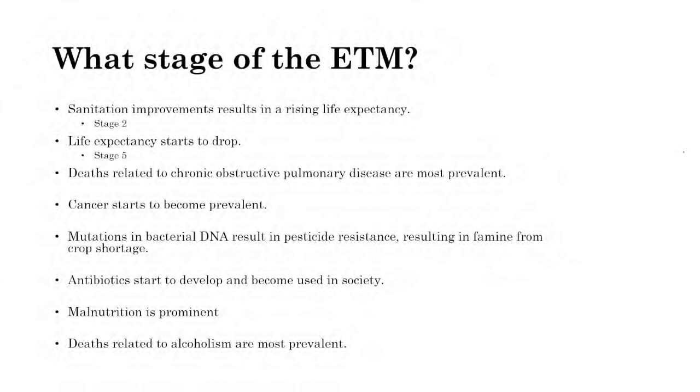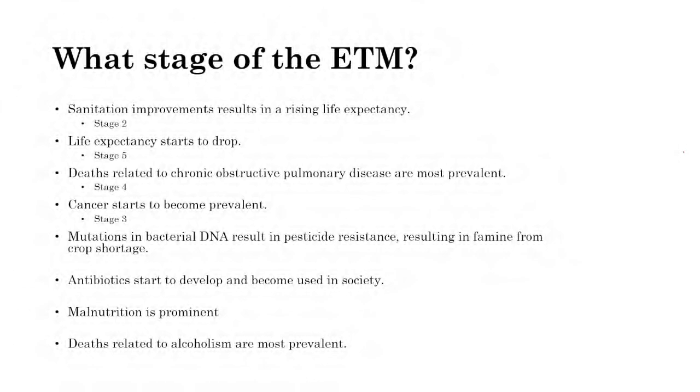Deaths related to chronic obstructive pulmonary disease. That is a laundry list. When are these most prevalent? Well, chronic is obviously going to be stages 3 or 4, and when they're most prevalent, that's probably stage 4, when they're delayed. Cancer starts to become prevalent. It's not saying when it's most prevalent. This is saying it's starting to become prevalent, and that's going to be in stage 3, the emergence of degenerative diseases.